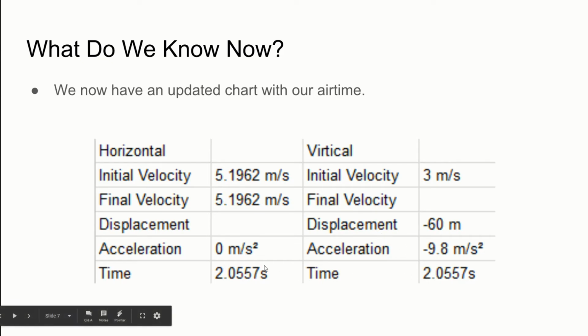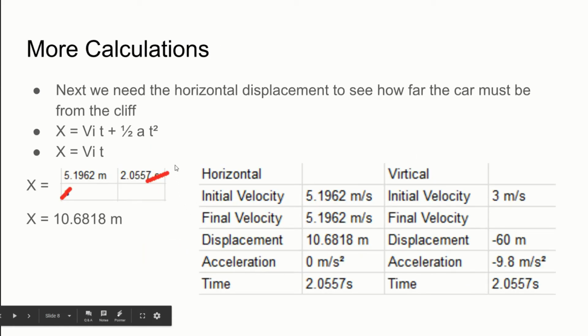Time mainly. Time is the only thing that the horizontal and vertical components share. And now that we have a time, we can figure out the horizontal displacement to see how far the car has to travel to be hit by the ball. So we're also going to use our displacement equation here, and because our acceleration is 0, it's simply the initial velocity times the time, which ends up being 10.6818 meters, and we could fill that in our chart.